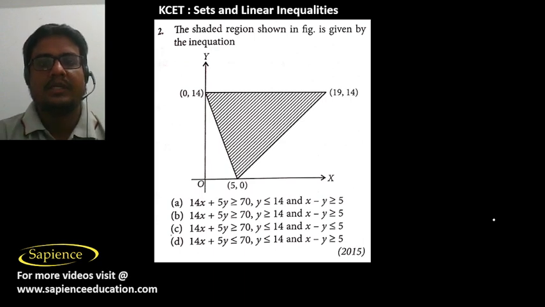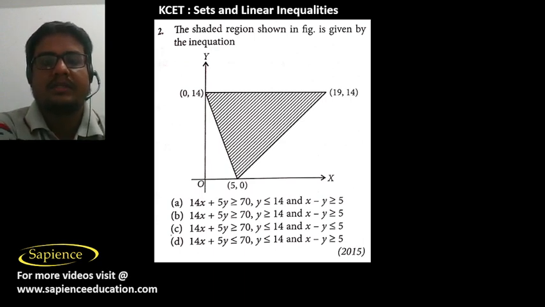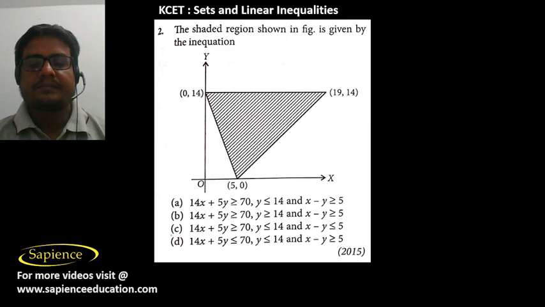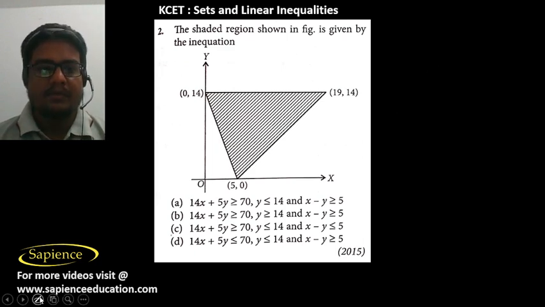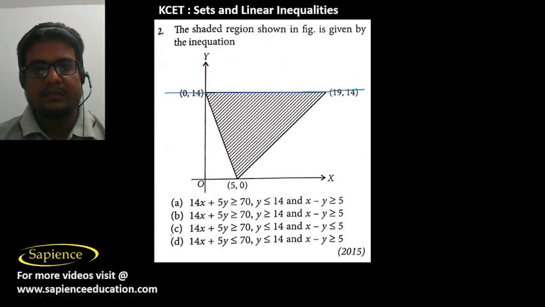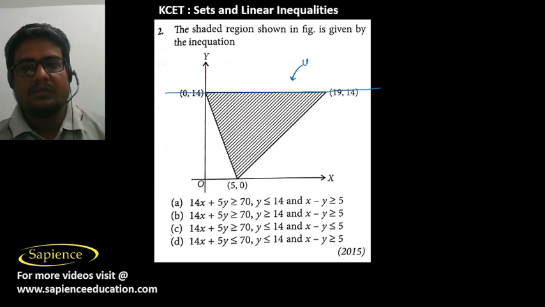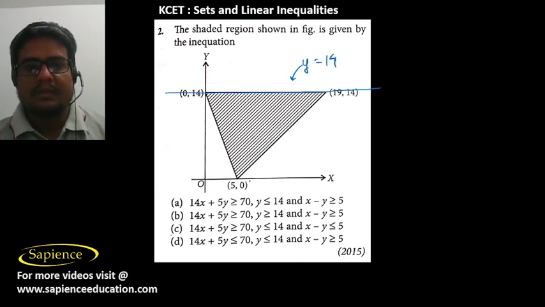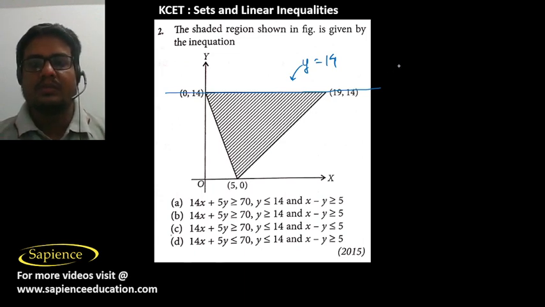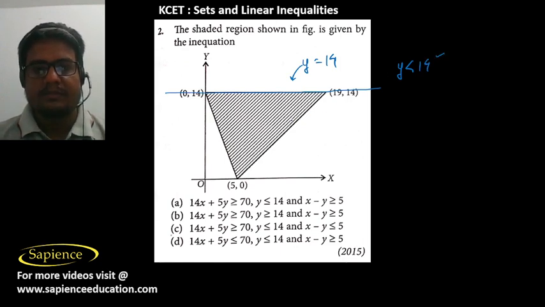Then the shaded region shown in the figure is given by the inequation. The above straight line represents y equals 14. So it means that y should be less than 14. Y should be less than 14 here, one of the inequalities.